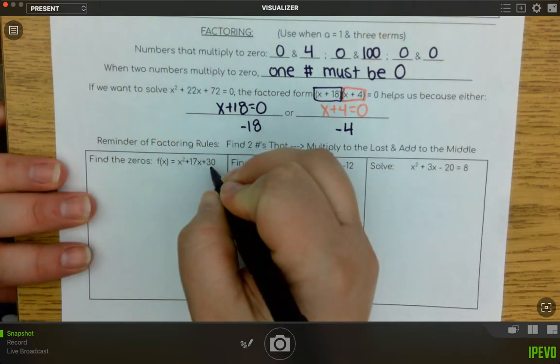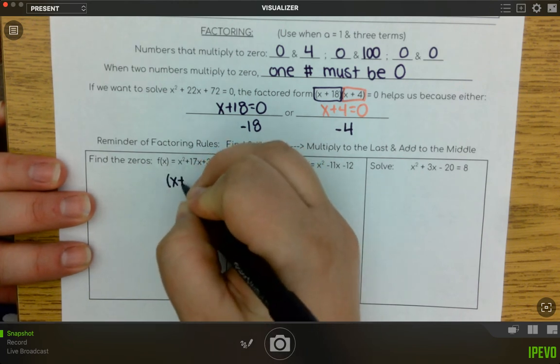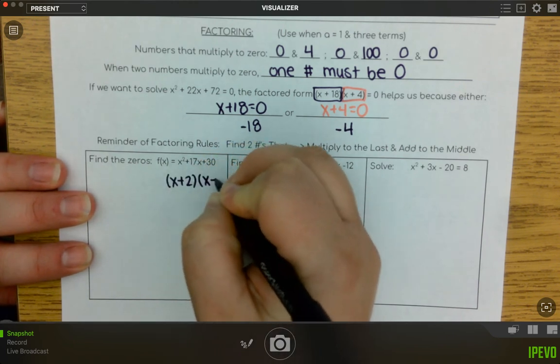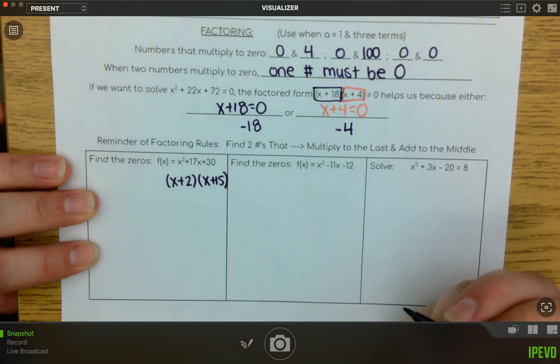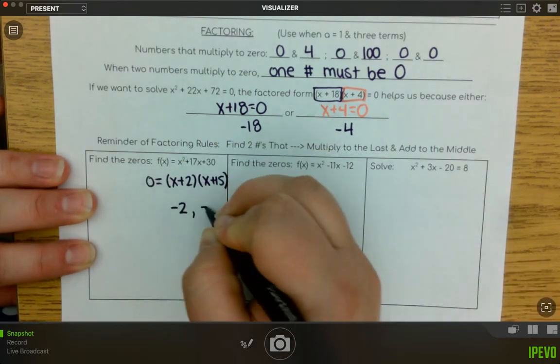Two numbers that multiply to 30 and add to 17. We've done this before, 2 and 15, which is going to give you answers of negative 2 and negative 15.